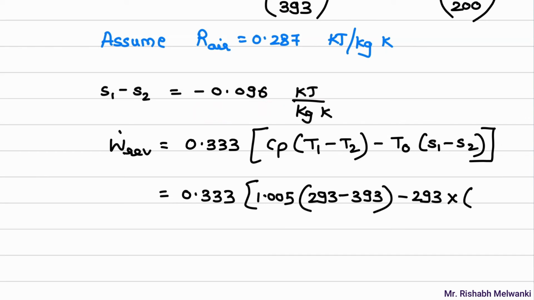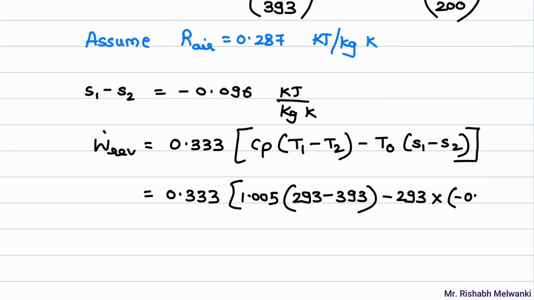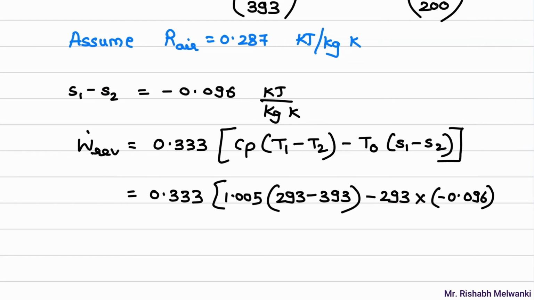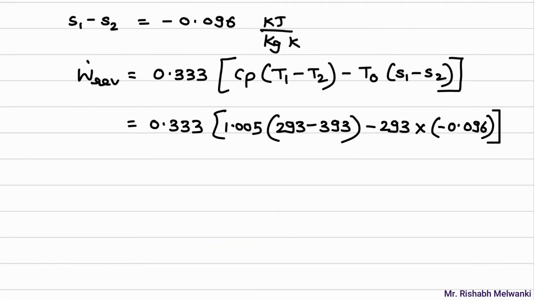S1 minus S2 is what? Minus 0.096. Calculate this value. So from here, if you calculate W dot reversible, you will get a value. I'll write down what value I am getting: minus 24.24 kilowatt. There will be some issues with the decimal, but that is fine. You understood the method. So, W reversible.